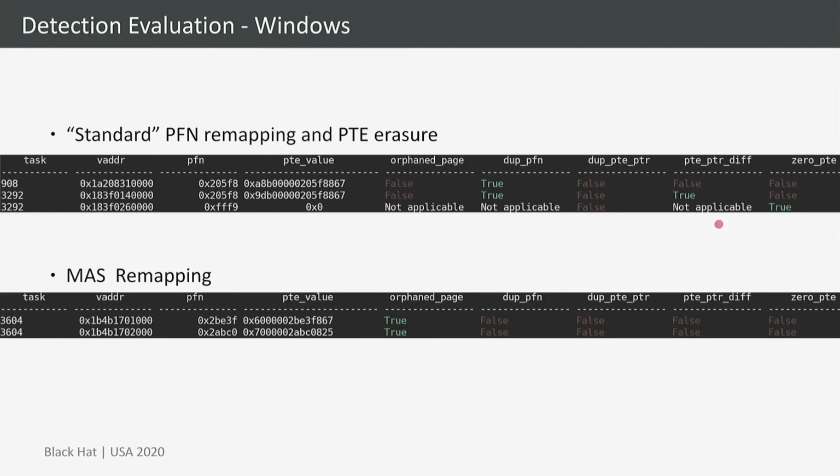The third entry is an example for the 0 PTE erasure. We have in the column 0 PTE a true. We can also see that the PTE value is actually 0. This means that we have a valid MMPFN struct identified which points to a PTE, which, however, has a PTE value of 0, which shouldn't be the case. And this is something that is detected here. A second example is an example output for MAS remapping. In this case, we have in the column orphaned page a true value for those 2 virtual addresses, which means that they are currently valid, but not described by any MAS.